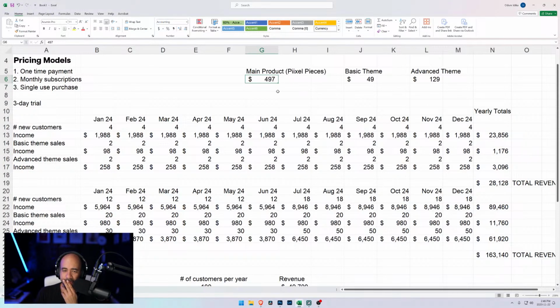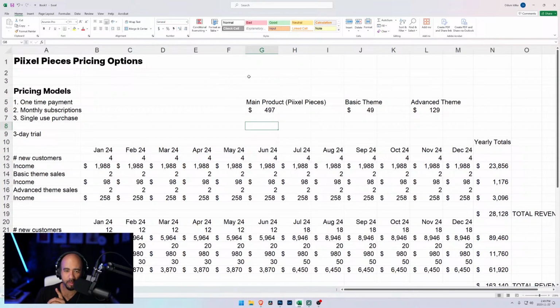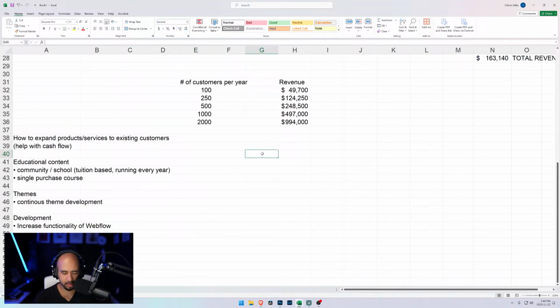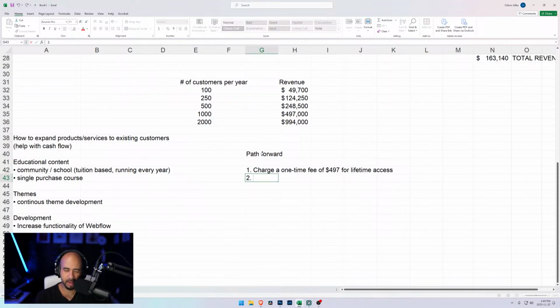All right. Is there anything else that I need to cover? Yeah, I think I like this. So what are we going to do? Let's summarize this. So, path forward. Charge a one-time fee of, this number could totally change, but $4.97 for lifetime access. And then we're going to have a free, I think, 3-day trial.